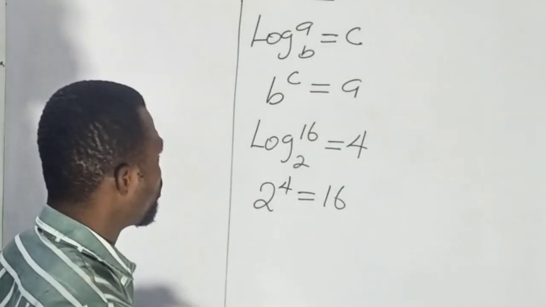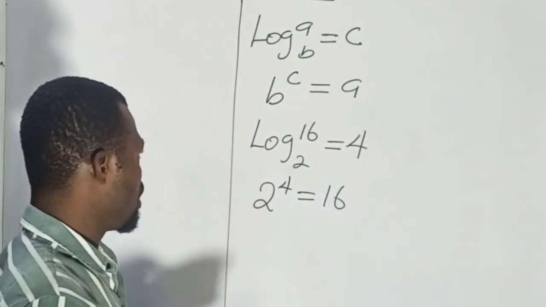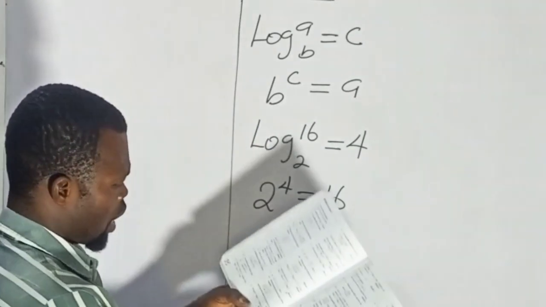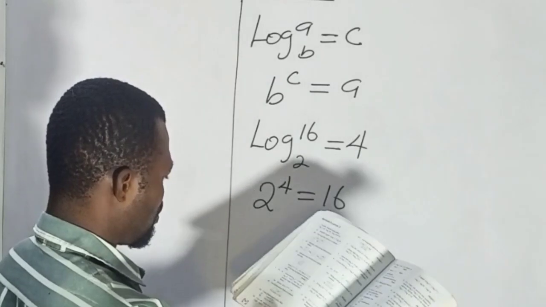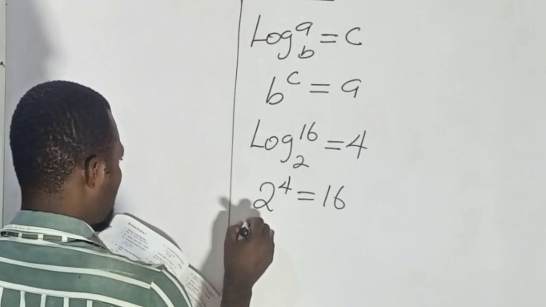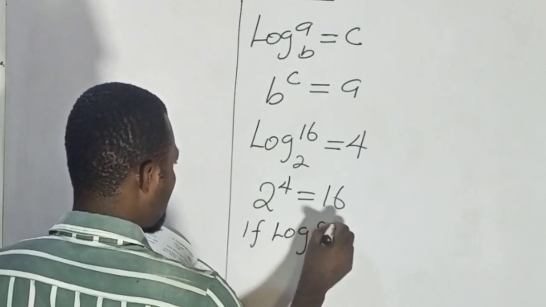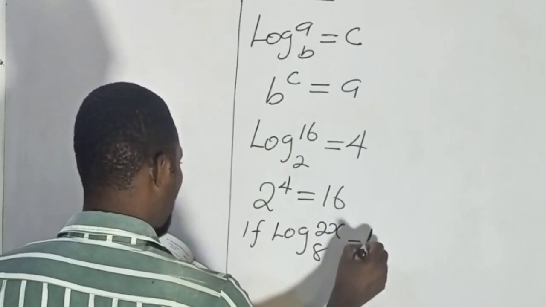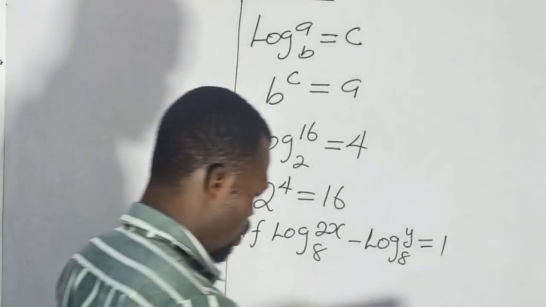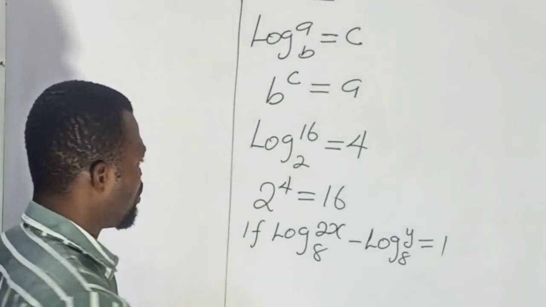Now let's solve a simple further maths equation on this problem. It says, page 55, question number 14. It says, if log 2x base 8 minus log y base 8 equals 1, express x in terms of y. Make x the subject of the formula.